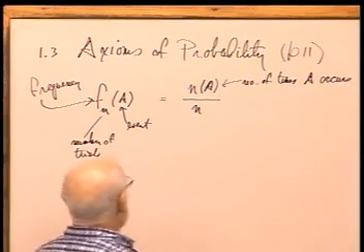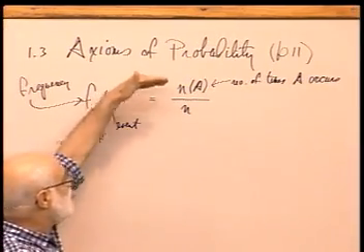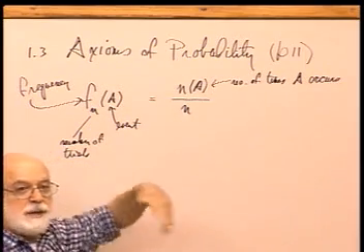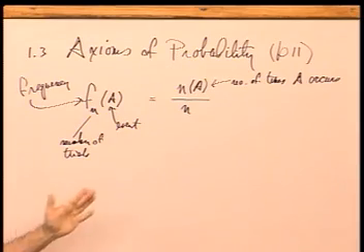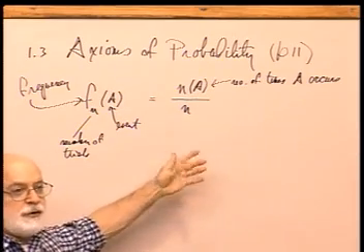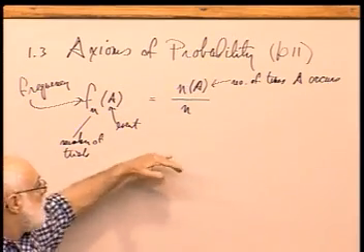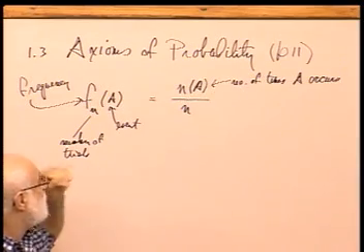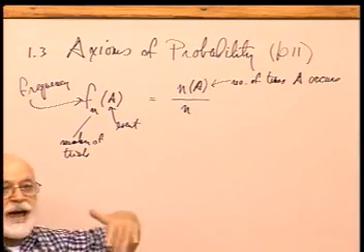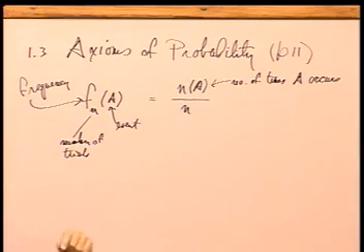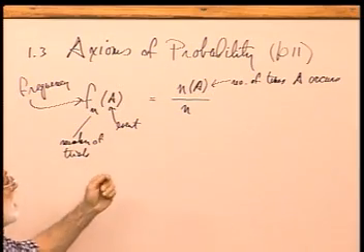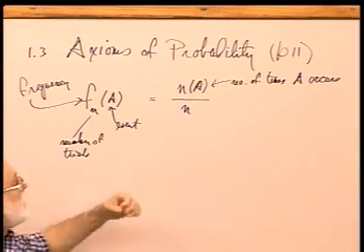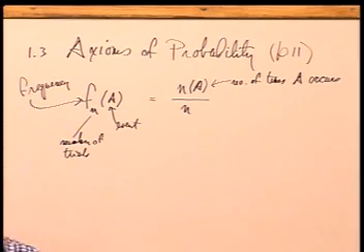So the frequency of A is the ratio of the number of times it occurs to the total number of times I conduct the experiment. Now, the idea of probability is that probability is supposed to represent frequency or model frequency. So what I want to do is list some of the properties that frequencies have, and then when I set up my axioms of probability, I will specify that probabilities must have those same properties.